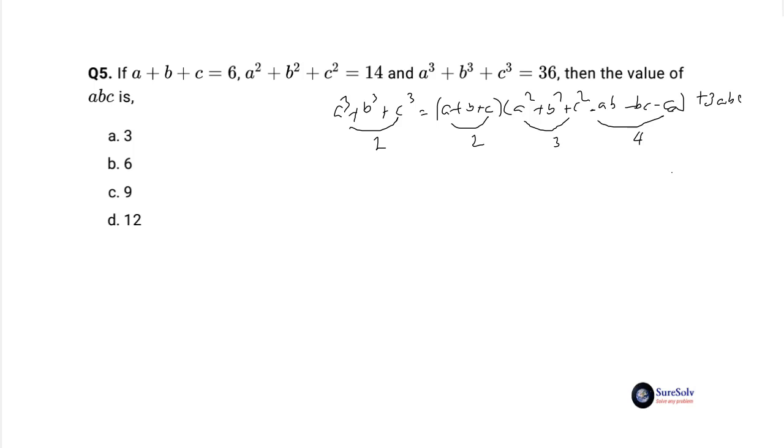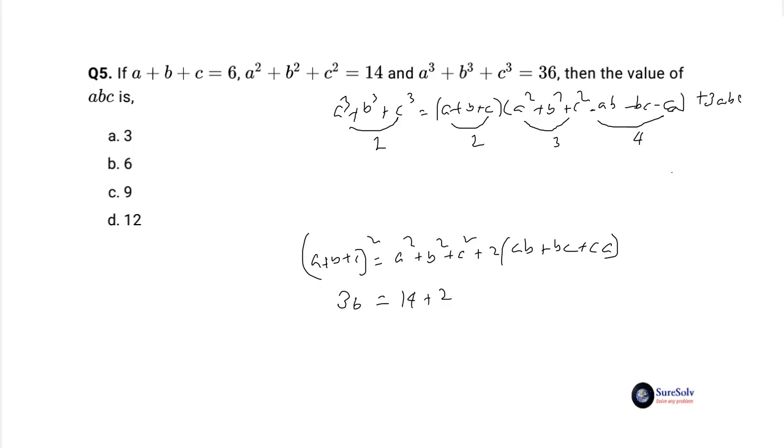The expansion of (a plus b plus c) whole square is a well-known formula. (a plus b plus c) whole square is equal to a square plus b square plus c square plus 2 times (ab plus bc plus ca). Putting the values, 36 equal to 14 plus 2 into (ab plus bc plus ca). From this we get the value of ab plus bc plus ca equal to 11. Subtract 14 from 36, it will be 22. Divide by 2, you will get 11.